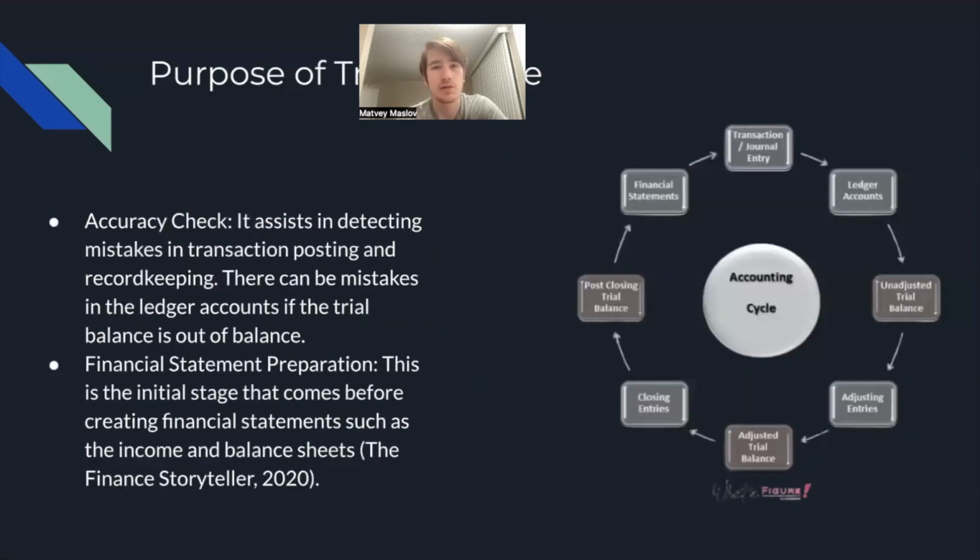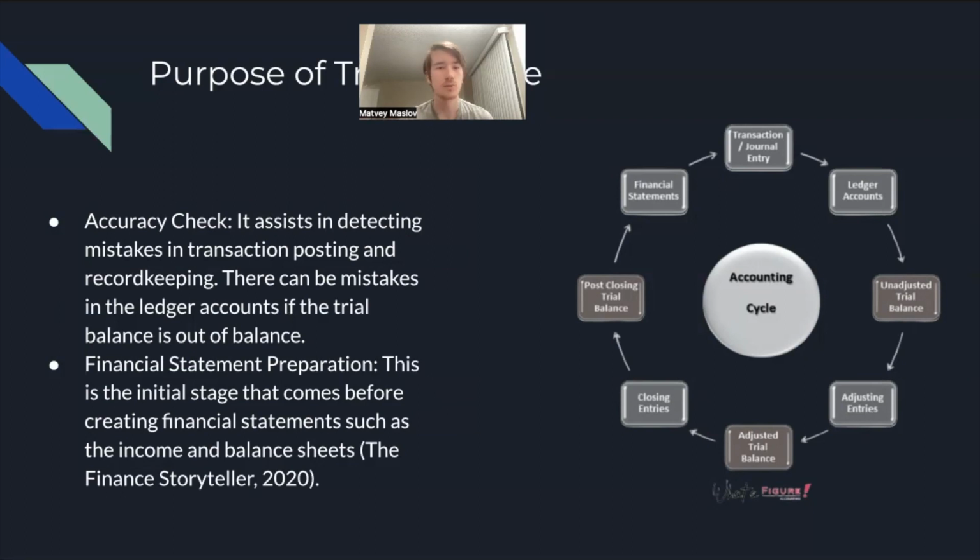So here we can see the purpose of the trial balance, which is to have an accuracy check and financial statement preparation. The key word over here is preparation, because it's not a financial statement. It's just a summary of all of your transactions that happen over a specific period of time. And therefore it can be used similarly.